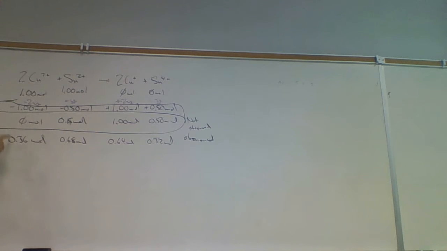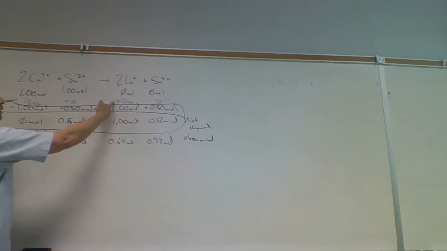To go from 1 to 0.36, how much did I lose? I lost 64, so I must have lost 0.64, right? 0.64, that's what we call minus 2y. If that's minus 2y, what was my y? Well, y would be half of that, and half of that would be 0.32. So this must be minus 0.32, which is minus y.